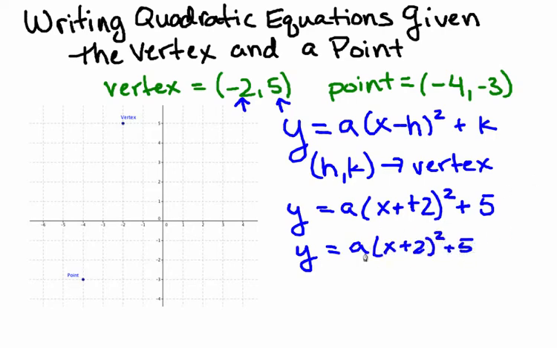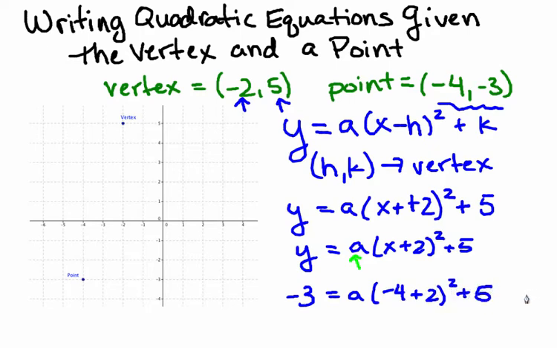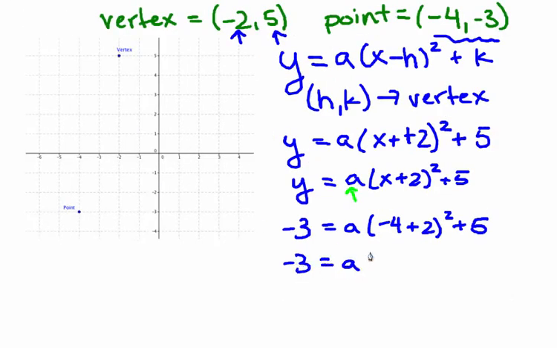And the final thing that we need to figure out is what this a value is. To do that, we're going to use the point that we know. We know that the point -4, -3 should satisfy this equation, which means that if we plug in -3 for y and -4 for x, this should come out to be a true statement. So there's only one value for a that will make this valid. -3 equals a times -4 plus 2, which is -2, squared, plus 5. -2 squared is 4, so we have a times 4 plus 5.